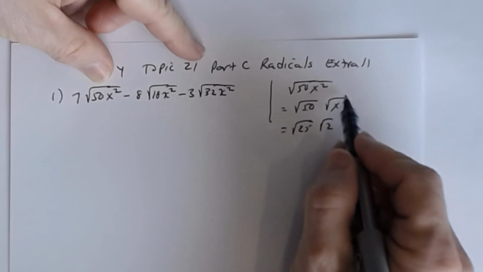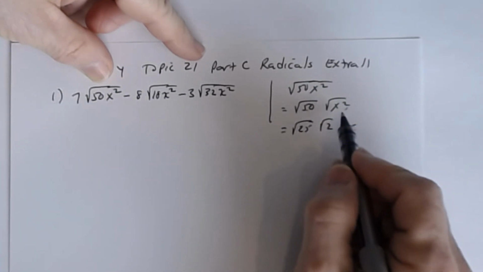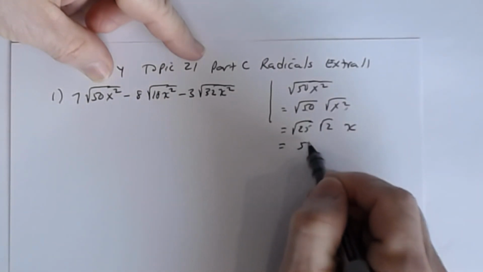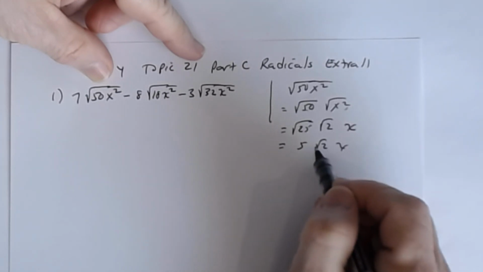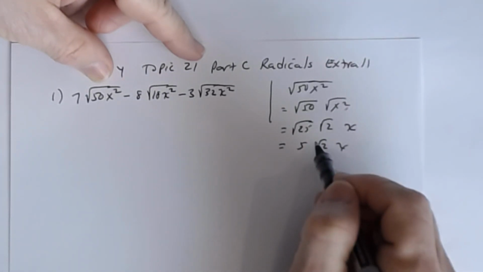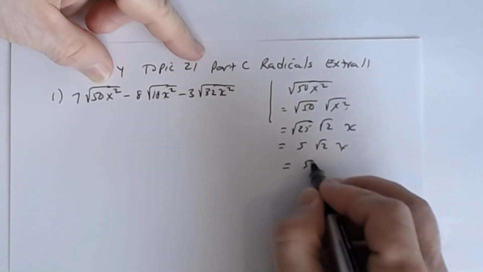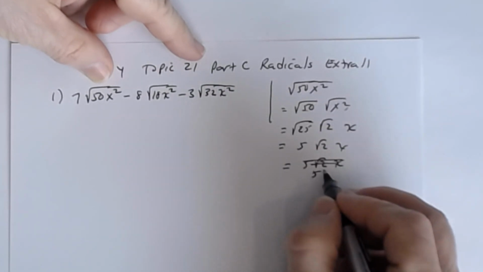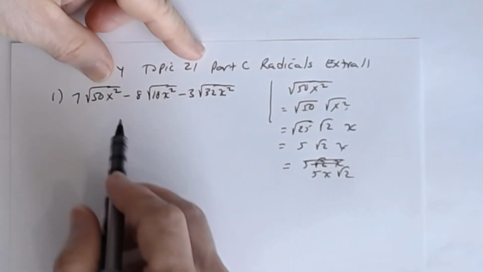I know the square root of x squared is just x, because x times x is x squared. And the square root of 25 is 5, so I get 5 square root of 2 times x. I'm going to rewrite this by placing the square root of 2 at the end of the expression, so it's 5x square root of 2. And that's this right here.